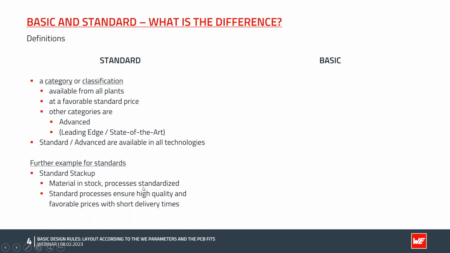So further examples for standards are, for example, standard stack-ups. So this offers advantages as we are using material in stock. We have standardized processes. So this ensures high quality, favorable prices, and normally short delivery times.